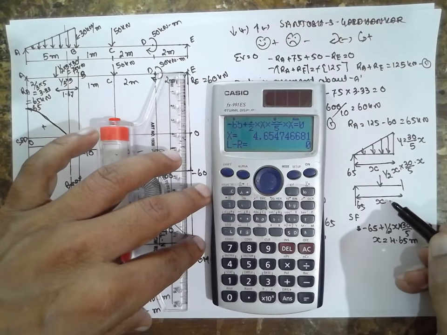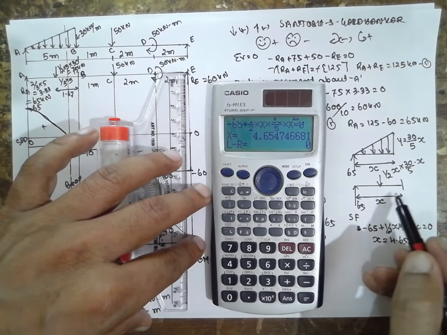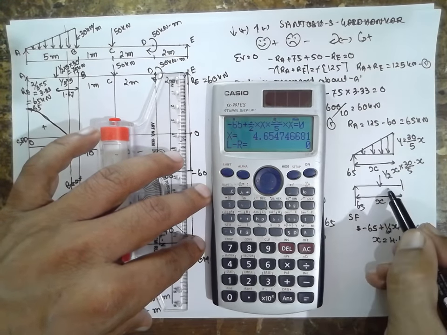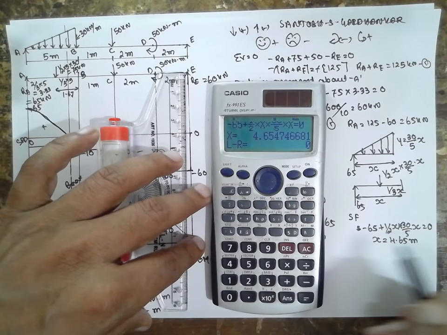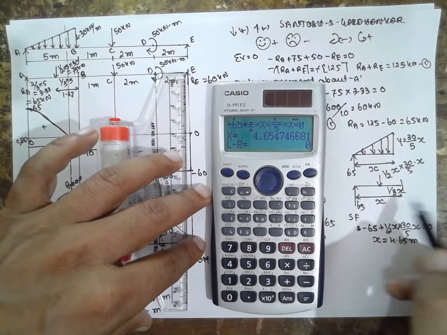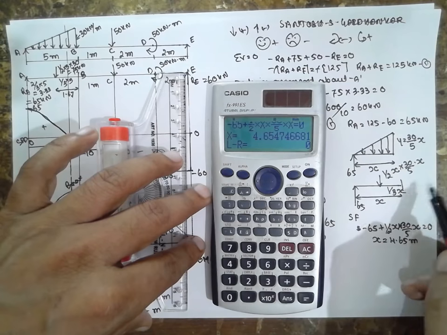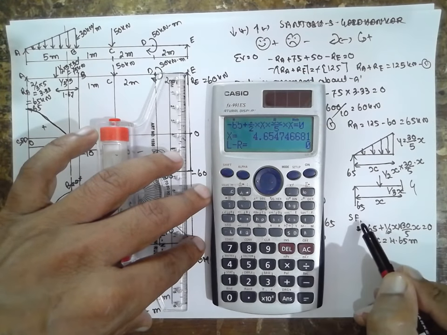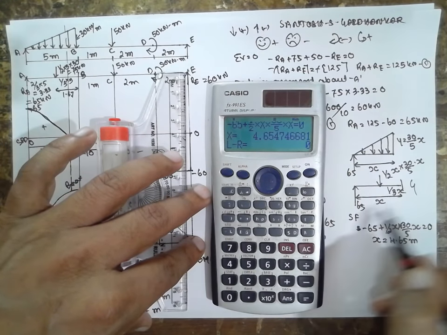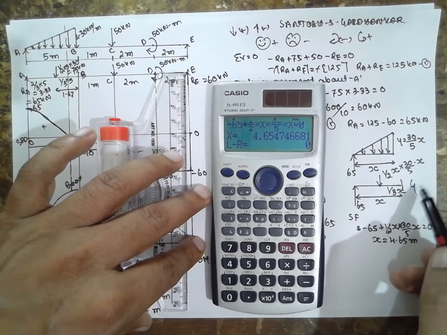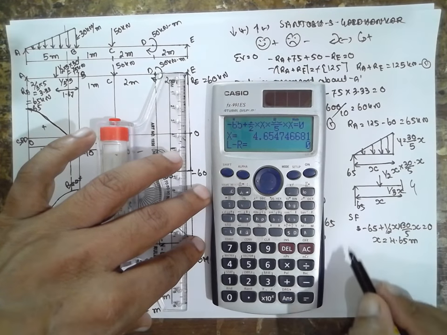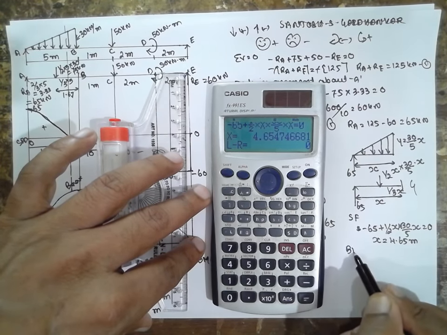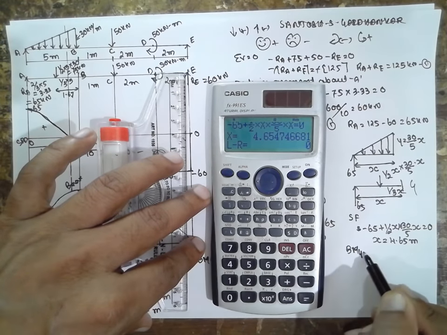Now once you get the x value, what is the distance here? 1 by 3 into x. Now go for bending moment. I will consider that this is the g value. Shear force at g, g distance you can find out. Now bending moment at g we have to find out. Bending moment at g. How to find out this part?